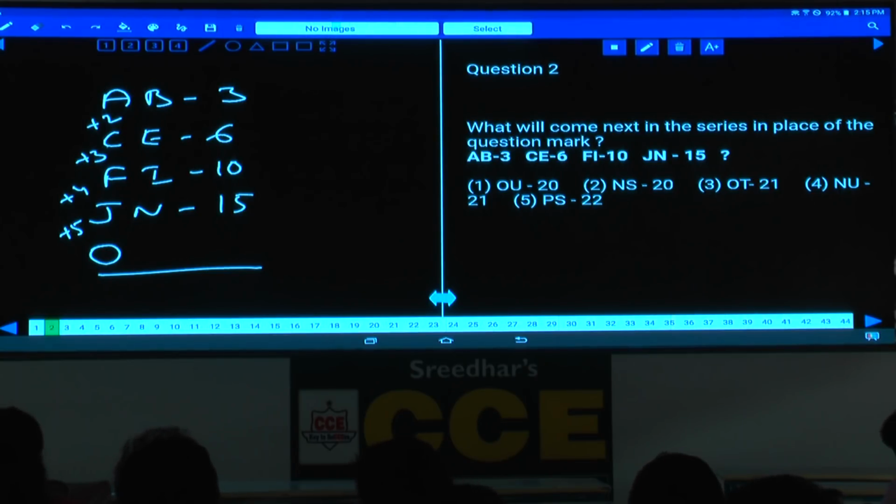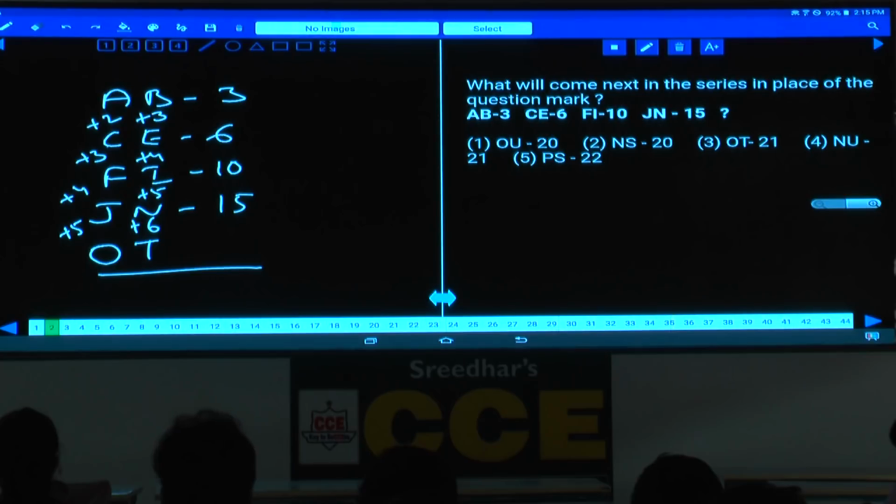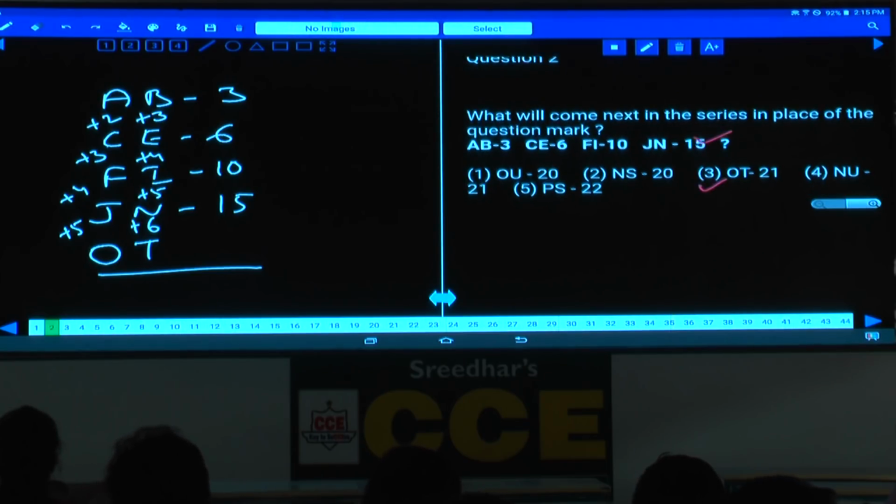And coming to the second letters, B and E, what is the difference here? The difference between these two is 3. E and I, plus 4. I and N, plus 5. So the next is plus 6. N is 14, plus 6, it is 20. Hence OT. Among the given choices, we have only choice 3. Isn't it? OT. Hence choice 3 is the answer.